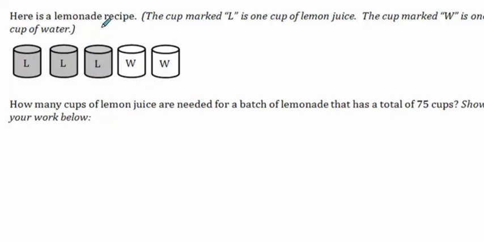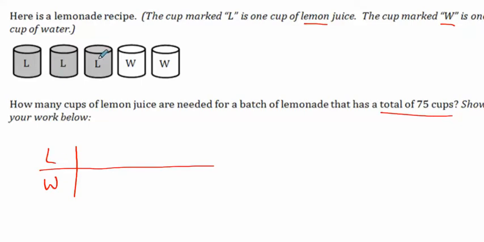All right, so here is a lemonade recipe. The L's are my lemon juice, the W's are my water. So how many cups of lemon juice are needed to make a batch with a total of 75 cups? Okay, so let's set up again my ratio. I know I'm looking at lemon juice to water. So lemon to water. Right now, how many cups of lemon juice do I have? I have 3, and water, I have 2. Okay, and it's telling me I have a total, so that means I need a total row.